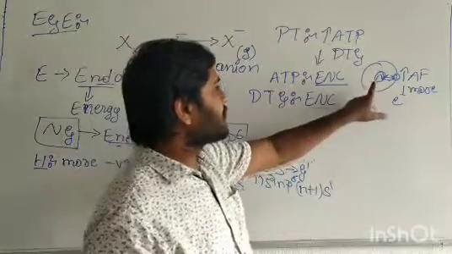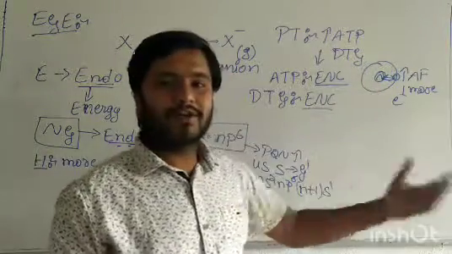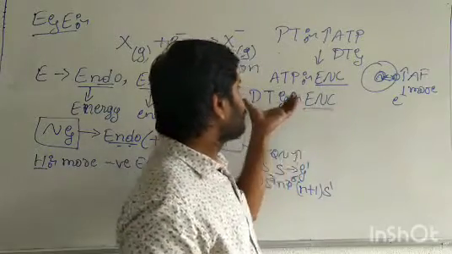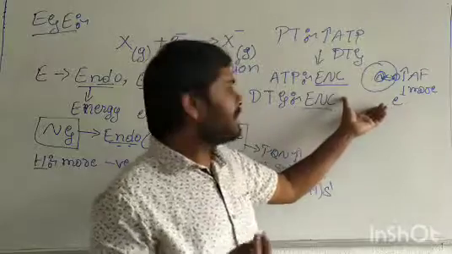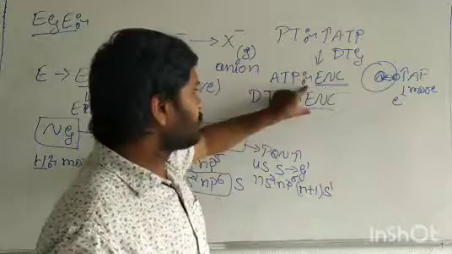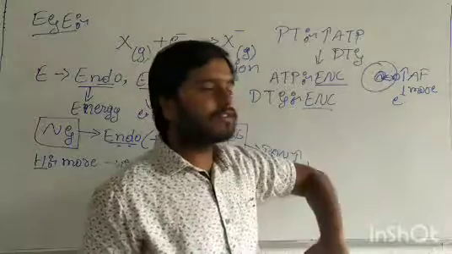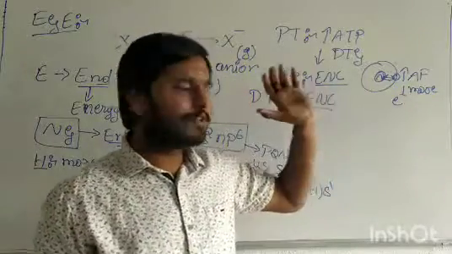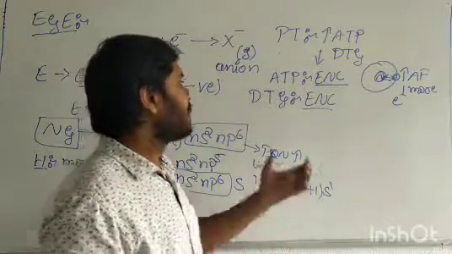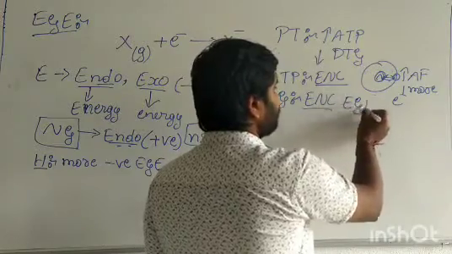That means the attractive force between the positively charged proton and the negatively charged outer electrons will decrease. So the electron gain enthalpy, the amount of energy liberated, will decrease down the group because of this effective nuclear charge. Effective nuclear charge decreases down the group, so the attractive force between the nucleus and the outer electrons will decrease, and the electron gain enthalpy will also decrease.